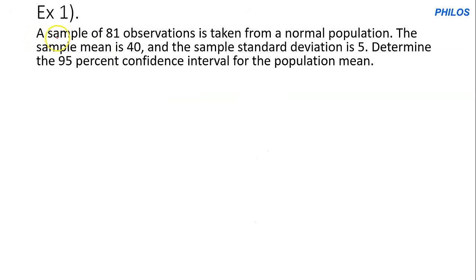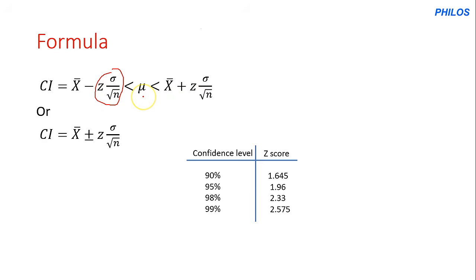Example 1 says, a sample of 81 observations is taken from a normal population. The sample mean is 40 and the sample standard deviation is 5. Determine the 95% confidence interval for the population mean. Now, it is not every question that you see that you use Z for, okay? There are some questions that you can't use Z for. You have to use T in place of Z. You use T. And how do you know that type of question?